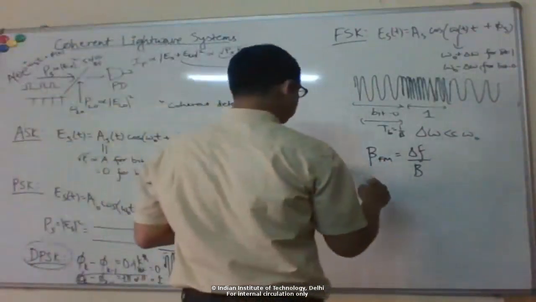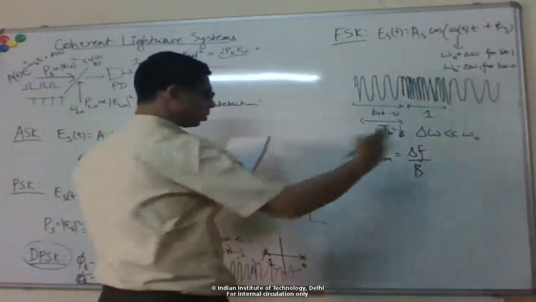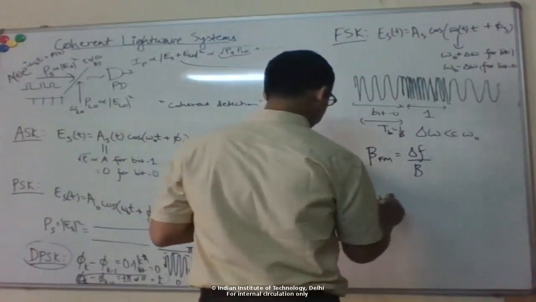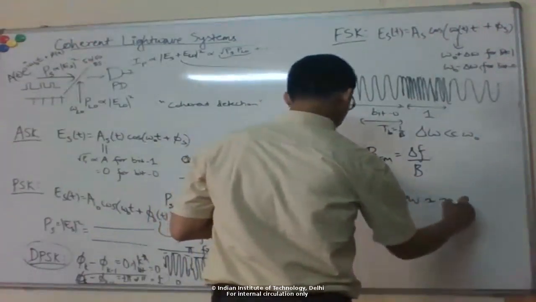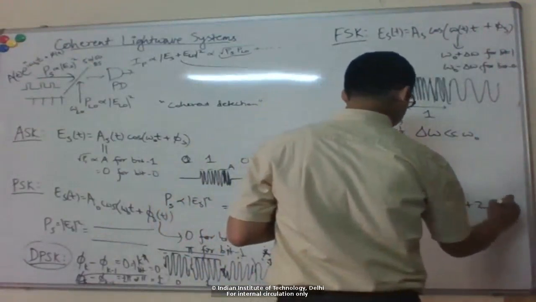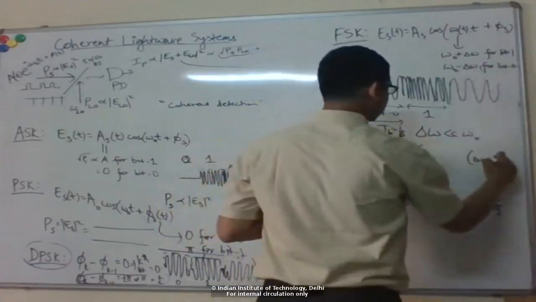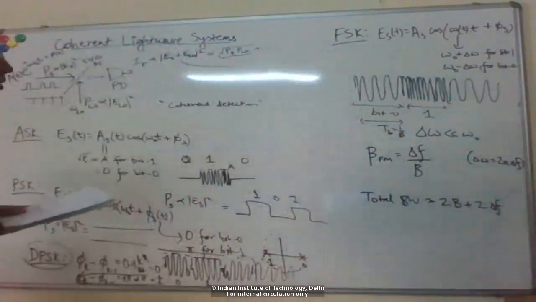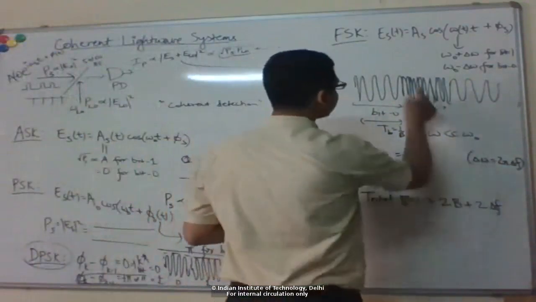Okay. So if you take again the Fourier transform of this bit stream and look at the total bandwidth of the signal, that's typically twice the bit rate plus twice this frequency shift. Delta omega here is again 2 pi times delta f. So the bandwidth is determined by the bit rate and this frequency shift.